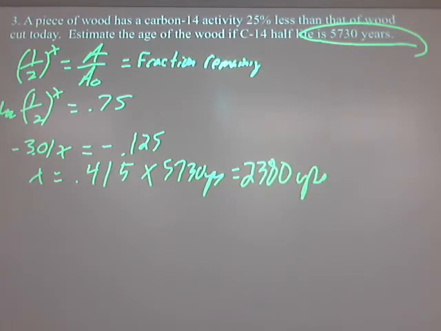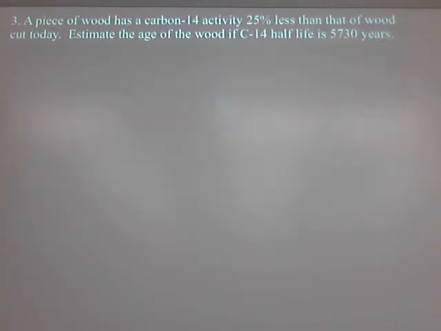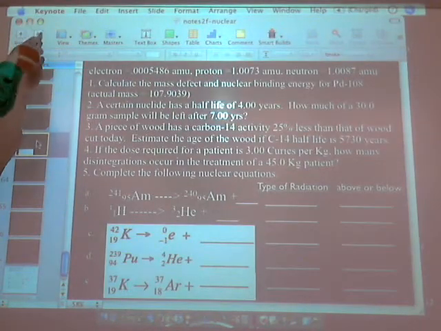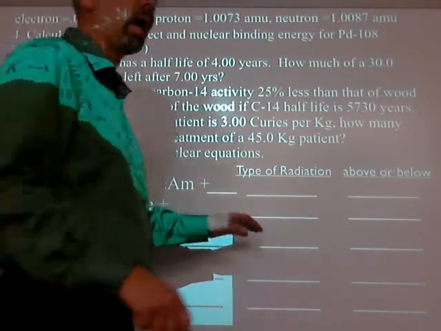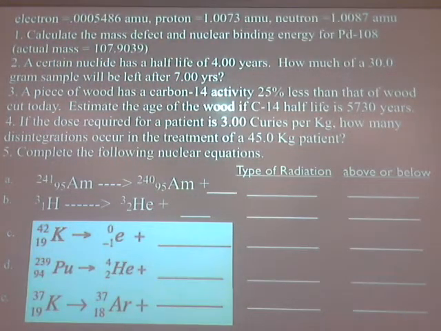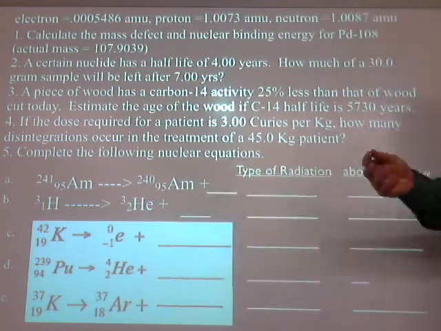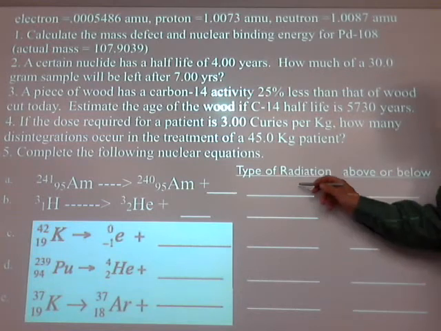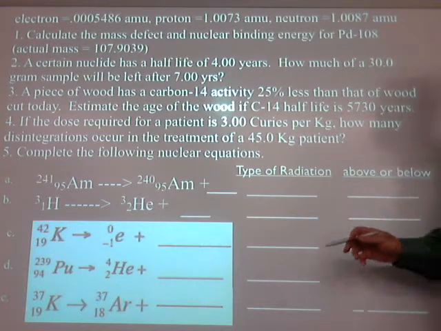Okay. That takes care of the first 4 problems on the test. However, the next section on the test is we have to go back now to this one here and do these. Okay? This is on the second half of the test, top side. And here's what you're going to have to do. Complete these equations with the correct particles or atoms. Tell me the type of radiation that was given off or captured, and tell me whether this is above or below the band of stability.